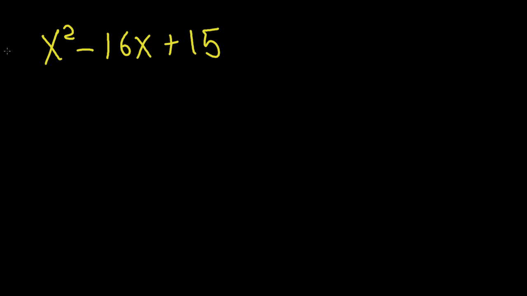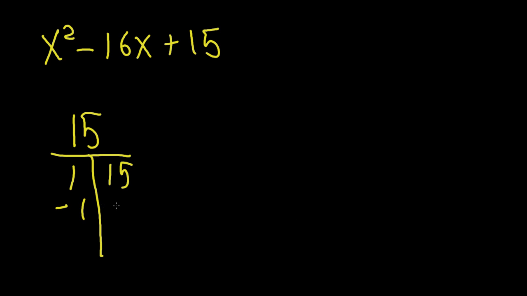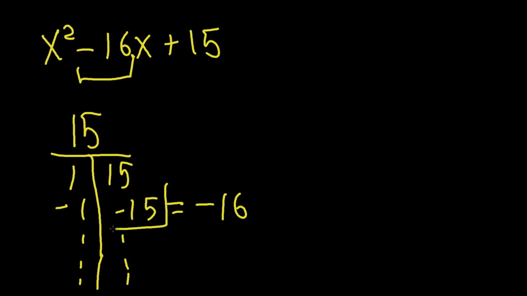Now this looks like something I know how to solve. So I am going to write my table out with my 15 on the top. Find factors of 15: 1 and 15, negative 1, negative 15, and so on. I think you get the idea. Then I'm going to find the ones that add to get me negative 16. Just by looking at this, I know negative 1 plus negative 15 is negative 16, so these are the two values that I'm looking for.